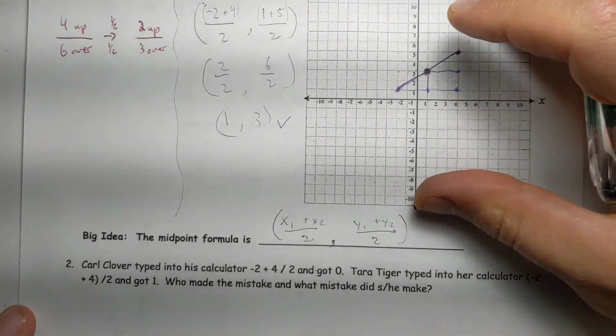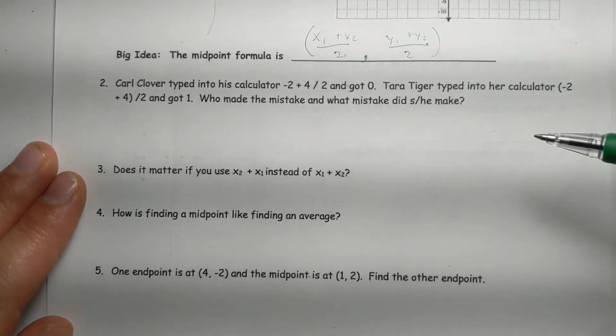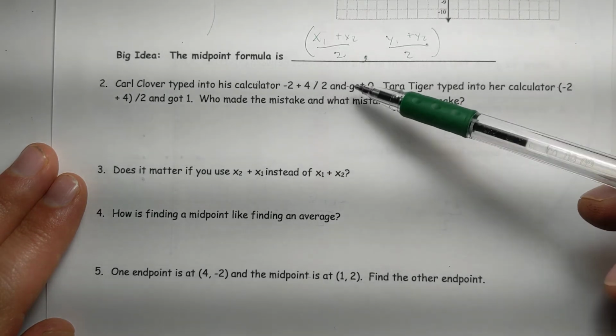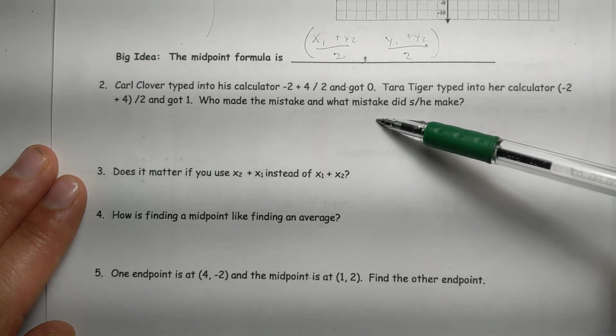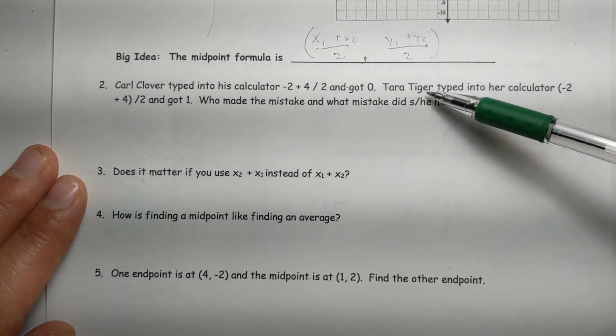Your job now is to answer the remaining 4 questions on here. Got to make sure you type into your calculator correctly. So I want you to try this one. Try to figure out which student did it correctly, Carl Clover or Tara Tiger.